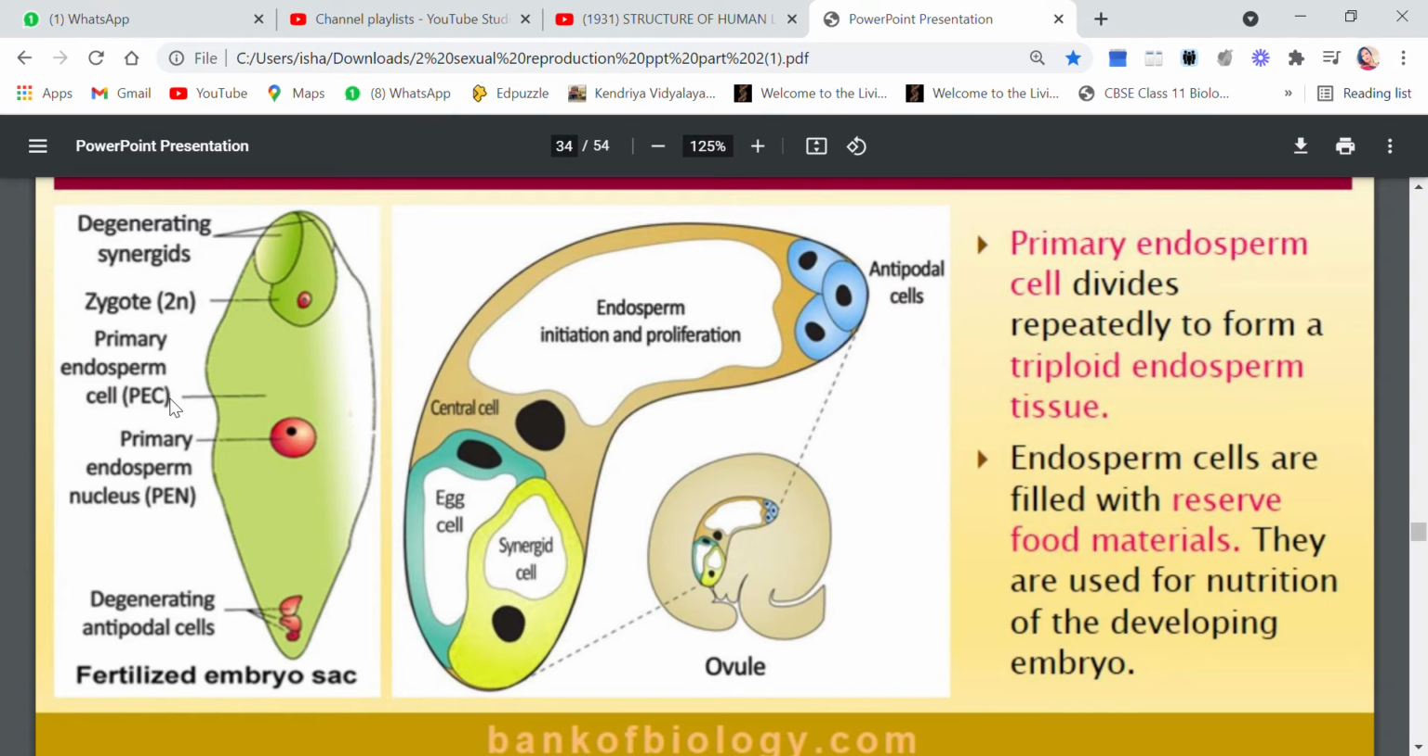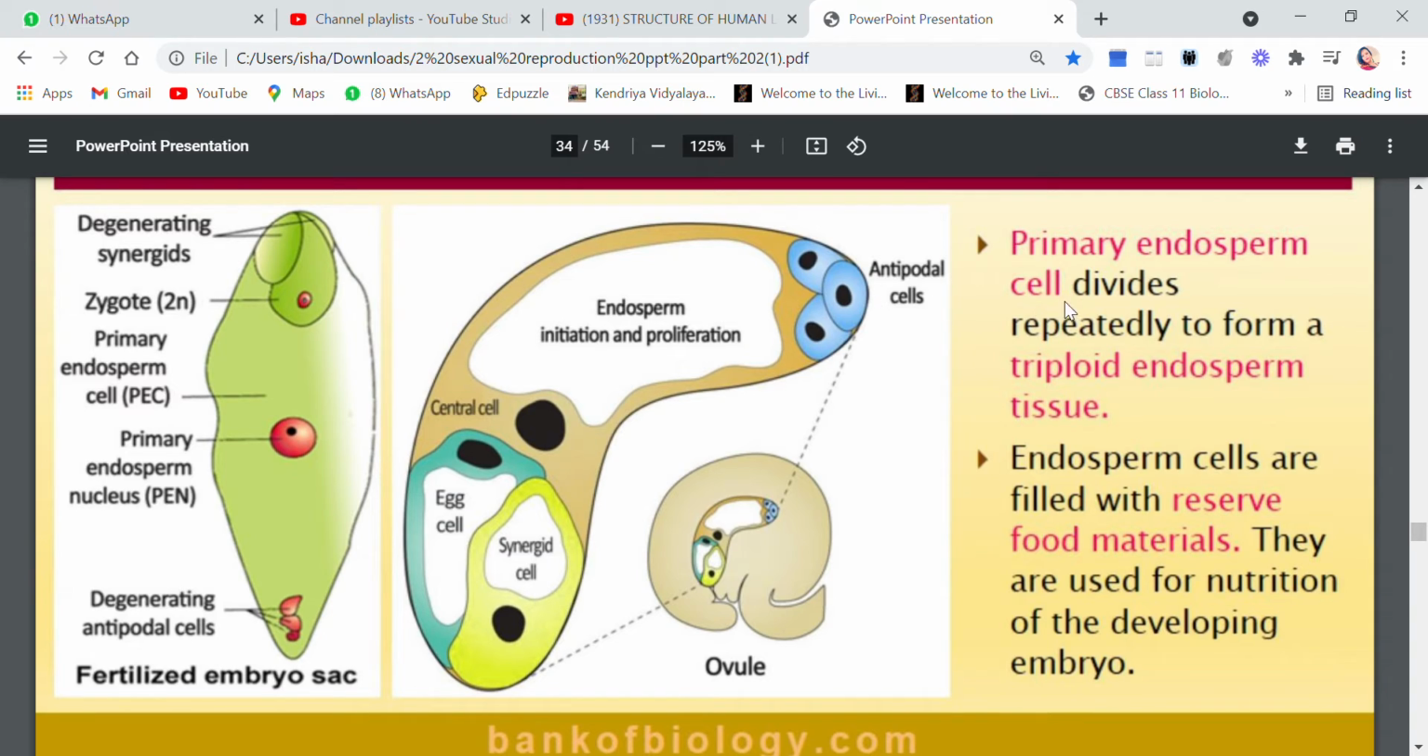As you see, there are three cells at the egg apparatus, out of which one is the egg cell. Inside that egg cell, the zygote is developing, because syngamy has occurred here, and here the triple fusion has occurred. So PEC is having PEN, that is primary endosperm nucleus, and when all this has been done, the antipodal cells will degenerate. So this is the outcome now.